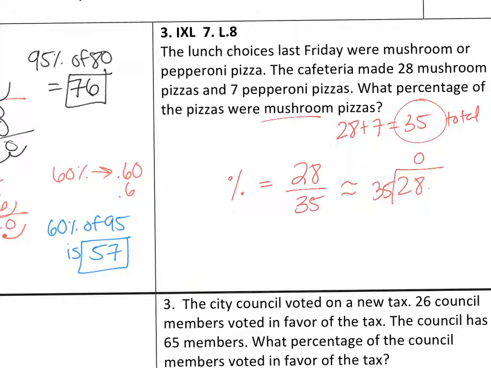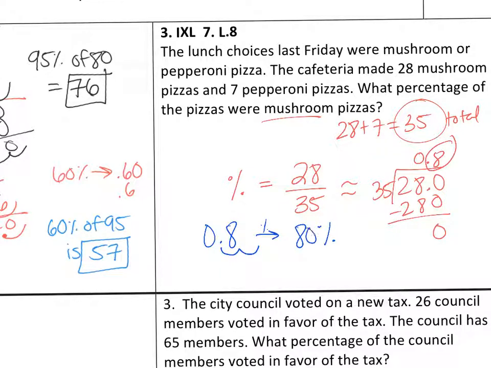35 goes into 28 0 times, I know that. 35 actually goes in evenly into 280, and 35 goes into 280 8 times. So some of you might be tricked into believing that 8% of the pizzas are mushroom pizzas, but it's not. That's in the tens place. So you know that that's not 8%, that's 80%. And this is how, I'm going to write it in blue. When we're converting a decimal into a percentage, you move it 2 places to the right, and then you put a percentage symbol on it. So this would be 80%.